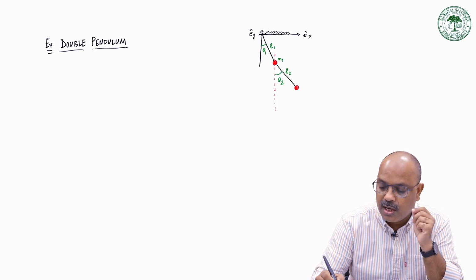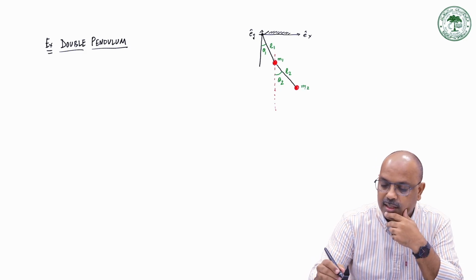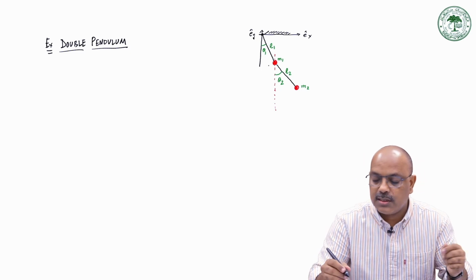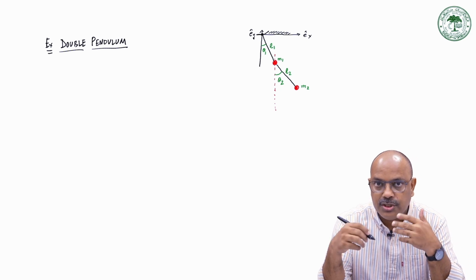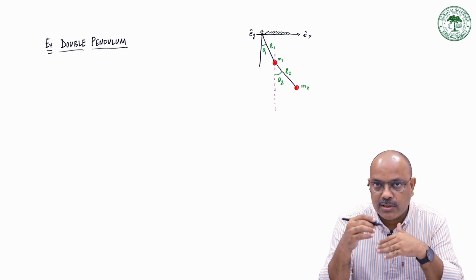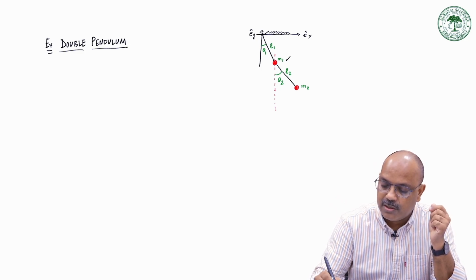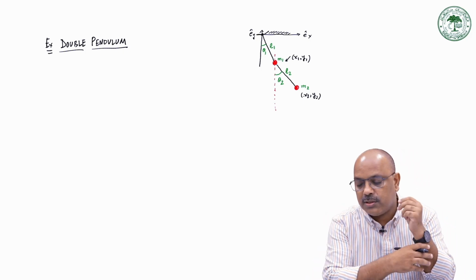The mass of the first bob is m1 and this is m2. Now we can write the coordinates, because without writing coordinates we have to fix the reference frame. When you apply the potential energy, you have to be careful about whether it is minus or plus. So this pendulum has coordinates x1 and y1, and this pendulum has coordinates x2 and y2. First you need to write what x1, y1 and x2, y2 are.